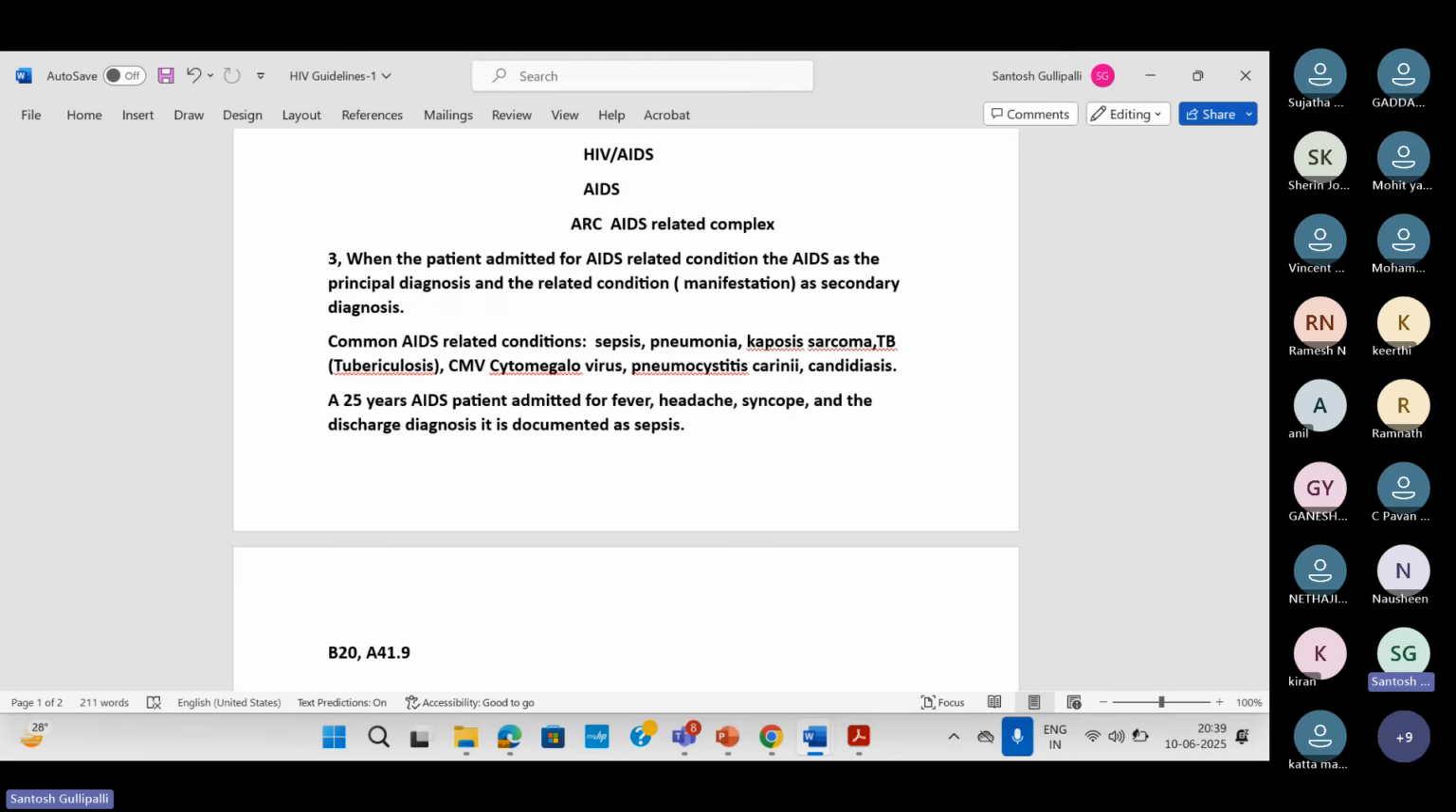If the AIDS patient comes for any condition that is related to AIDS, at that time only you can give AIDS as the principal diagnosis. If the condition is not related to AIDS, do not assign AIDS as PDX. So in this scenario, you can give sepsis A41.9 as the PDX and B20 as the secondary. Very, very important.